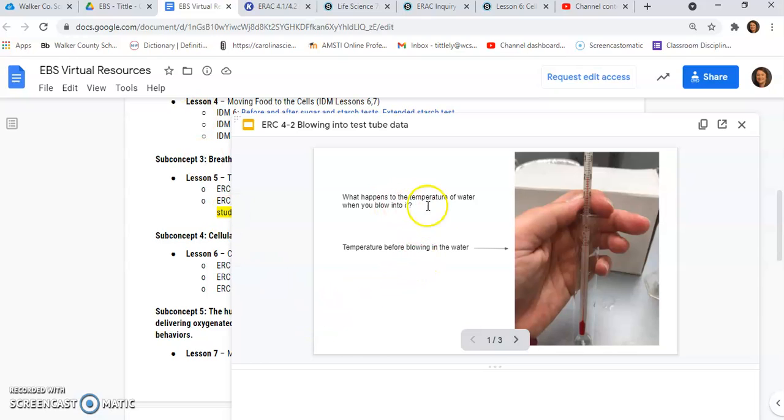Okay, it says what happens to the temperature of the water when you blow your exhaled air into it. So if we look closely, we will see the temperature of the water before, and if you can see right here, the water is at about 21, nearly 22 degrees Celsius. So right here would be the 20 line, and this is about 1.5 over it, so about 21.5 degrees Celsius.